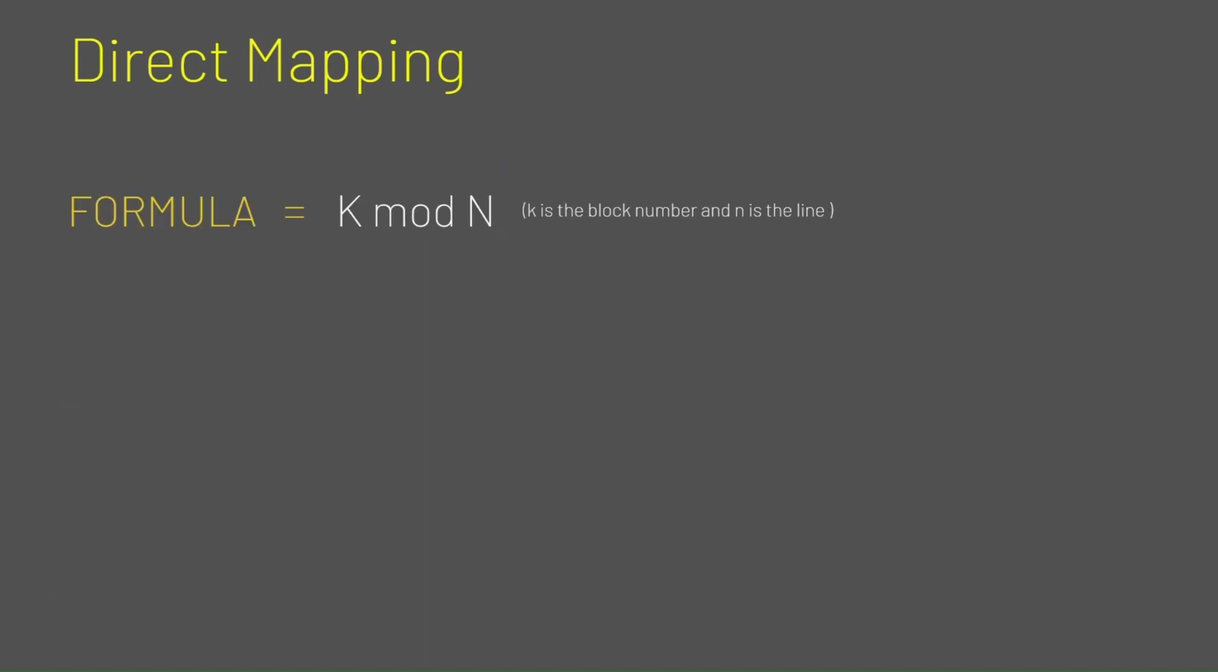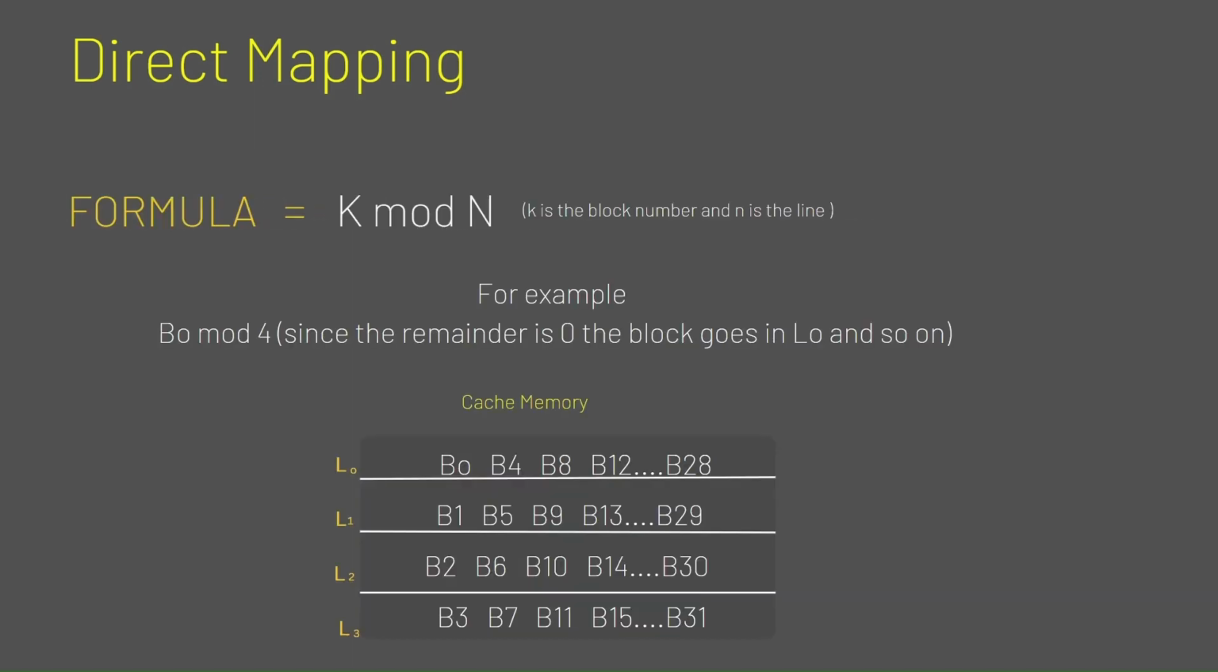Now we have a formula in direct mapping: k mod n. This formula basically tells us which block will go in which line, where k is the block number and n is the number of lines. Now let's take an example here. B0 mod 4. That is block 0 and the total number of lines we have is 4. So in which line will it go? That is B0 mod 4. Since the remainder becomes 0, the block goes in L0 and so on.